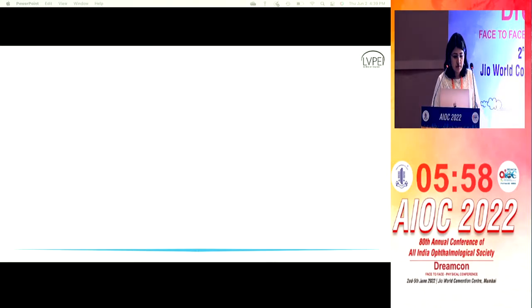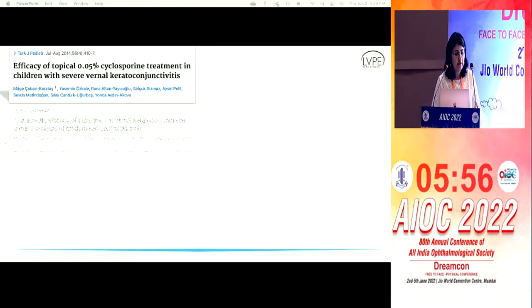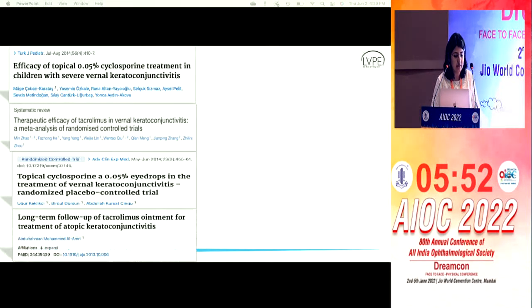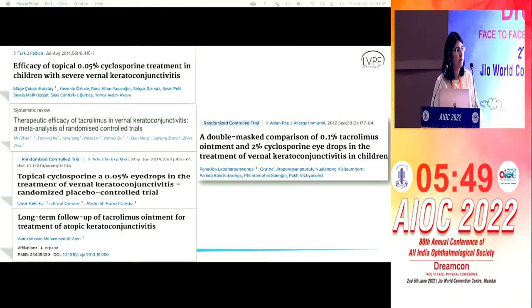Irrespective of that, there are several studies which have looked into the efficacy, and they have established the safety and efficacy of these medications, and comparative trials have not found any difference between cyclosporin and tacrolimus in the use for VKC.